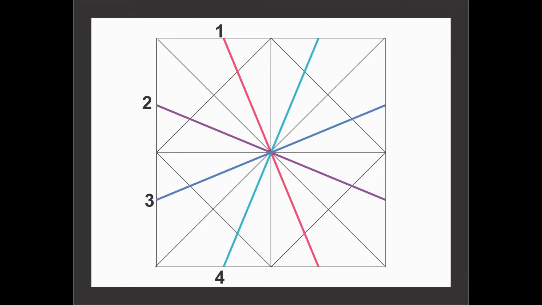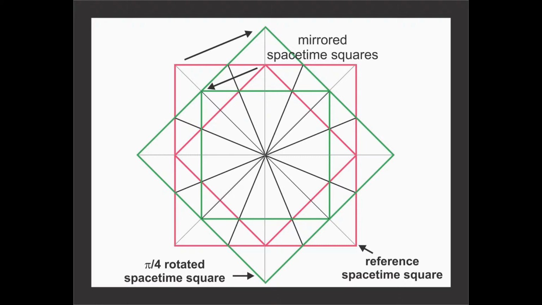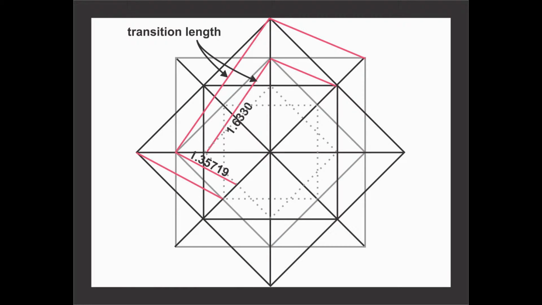In order to accomplish this, the fields reflect their geometry over the boundary lines, resulting in the formation of a new square within a square that is rotated pi over 4 radians from the reference square. The relationship between the two squares is defined by the lengths separating them. Two of these lengths are recognizable as phi and e.